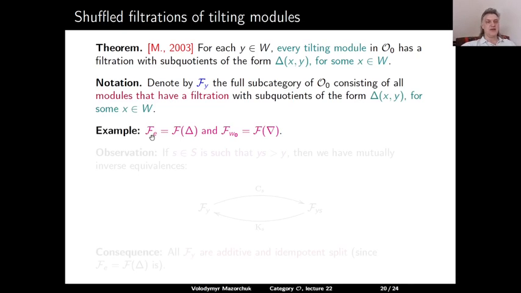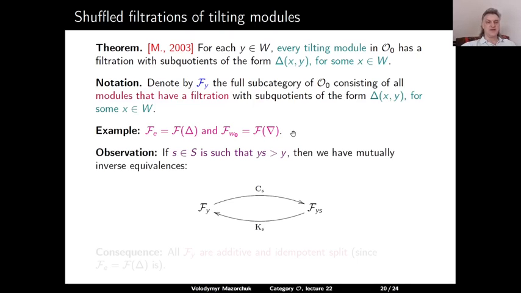So for example, Fe is just F delta because delta x, e is delta x. So these are the Verma modules. Also, Fw0 is just F nabla because delta x, w0 is a dual Verma module. So as special cases, we have both F delta and F nabla. So this is some kind of generalization of them.